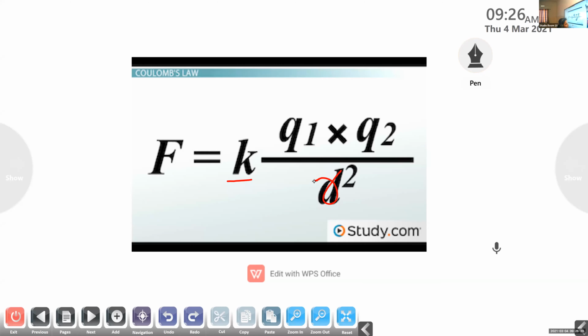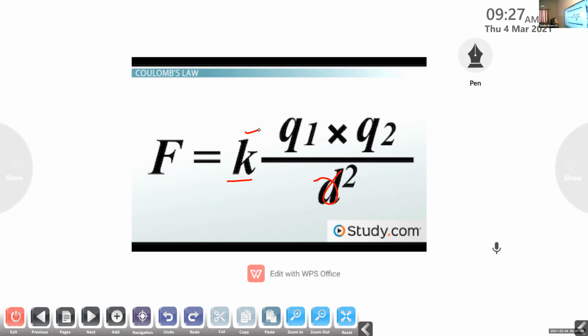Next, Dia, what are Q1 and Q2? Charges. And what is R? Distance. Yes, it is the distance separating these two charges. Good. Then what do you mean by K? Mehak? Okay, good Mehak. What does this term K indicate?